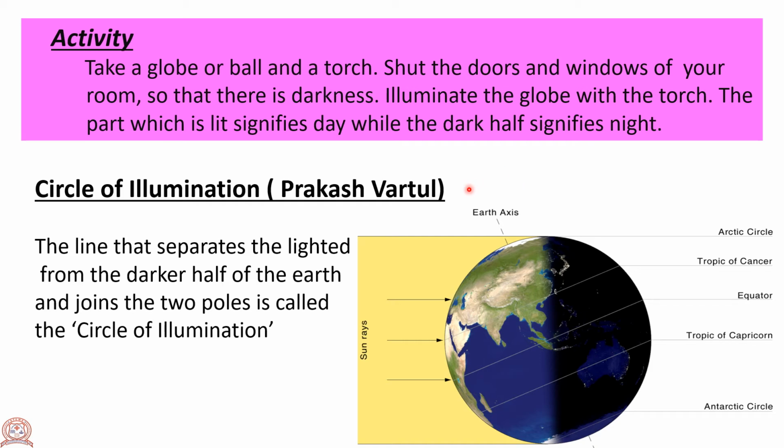Circle of illumination. The line that separates the lighted half from the darker half of the earth and joins the two poles is called the circle of illumination.